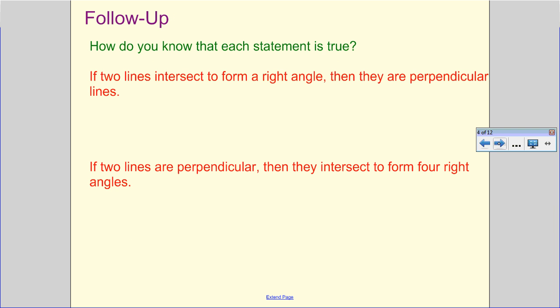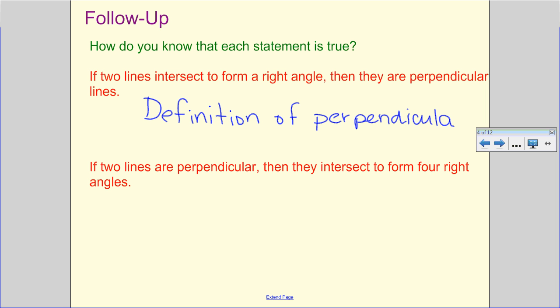All right. So follow up. How do you know each statement is true? If two lines intersect to form a right angle, then they are perpendicular lines. That is our definition of perpendicular. And how do we know if two lines are perpendicular, then they form four right angles? Well, that was theorem 3.2.